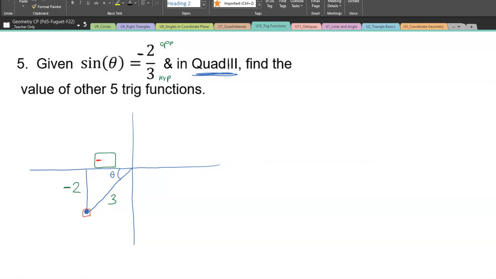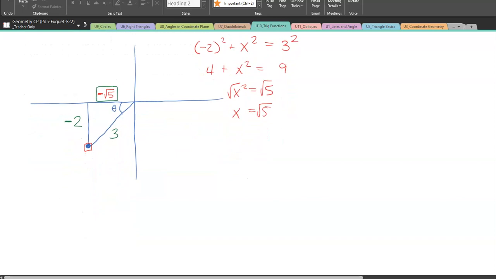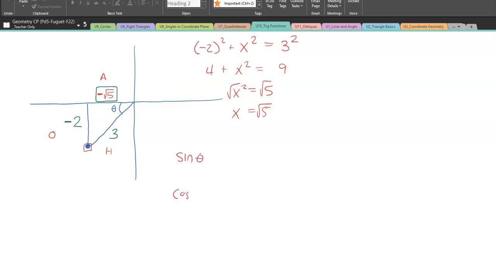Let's do our Pythagorean theorem to find our missing part, and then we'll go ahead and find those trig functions. So it's going to be -2 squared plus, we'll call it x squared, since it is technically our x value, equals 3 squared. We're going to get 4 plus x squared equals 9. And when you subtract that, you're going to get 5. Take the square root of both sides. And so x is equal to the square root of 5. And there we have it. Notice I made that a negative value. This is opposite, this is adjacent, this is hypotenuse. So let's go ahead and get these finished up.